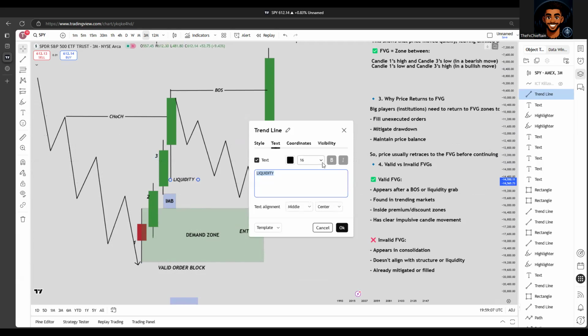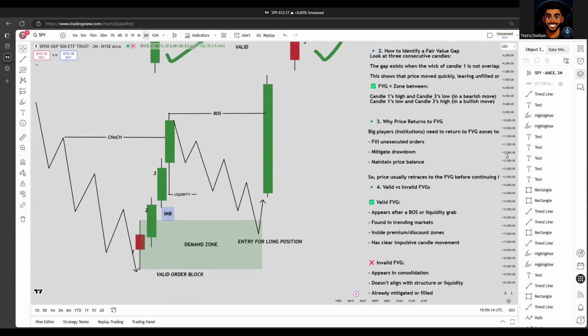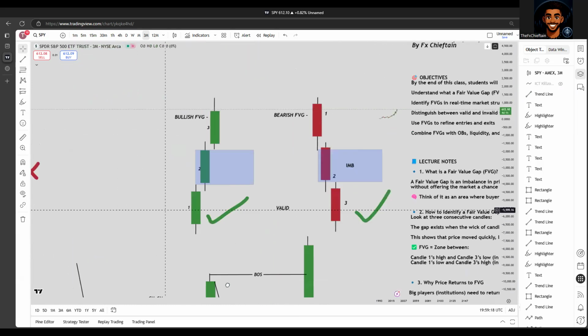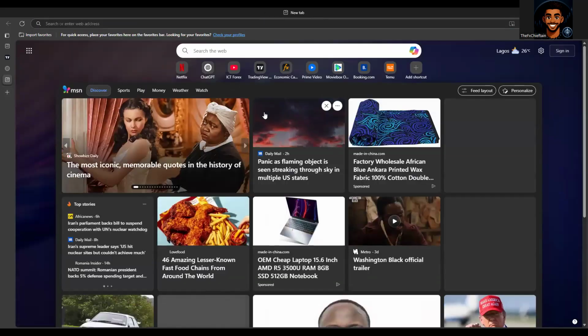So we're just going to reduce this down to like 12. All right, guys. Just to incorporate that, I've been able to do every other thing. So let's move to a real chart and see how we can spot some of these.